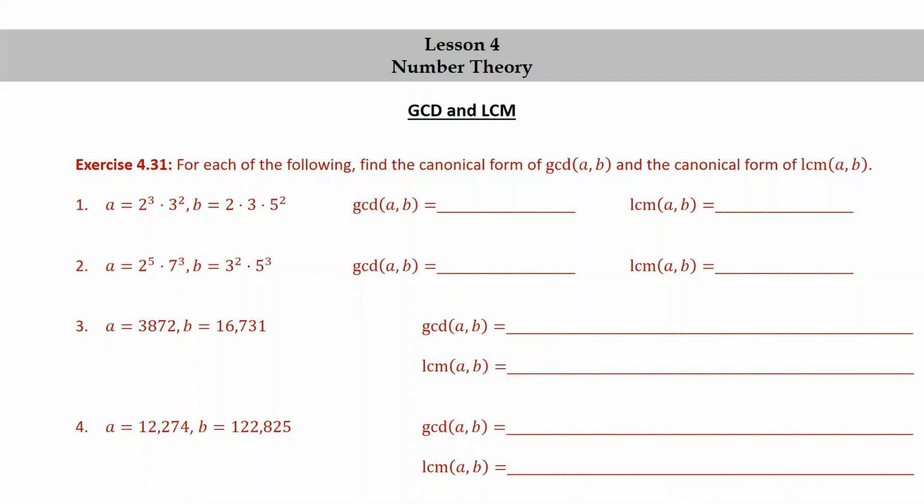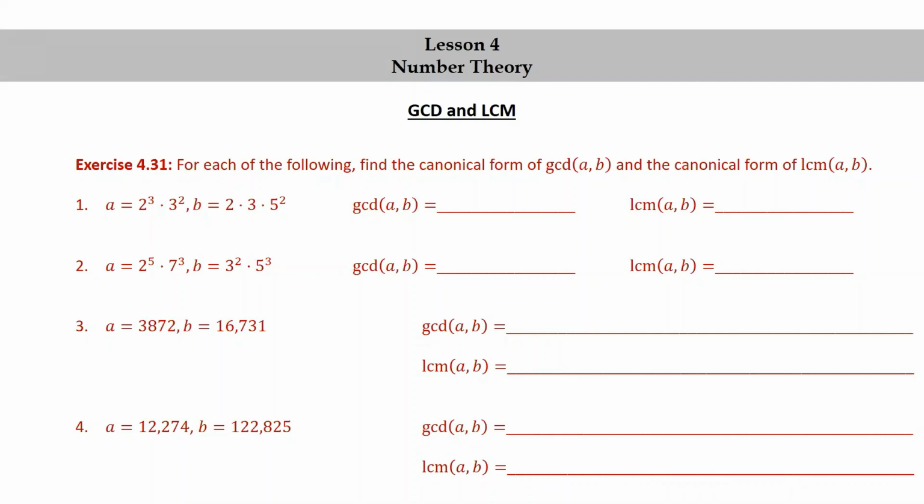Let's try an exercise. For each of the following, find the canonical form of GCD A, B and the canonical form of LCM A, B. Now's a good time to pause the video, try this exercise yourself, and then resume the video to check your answers with mine.